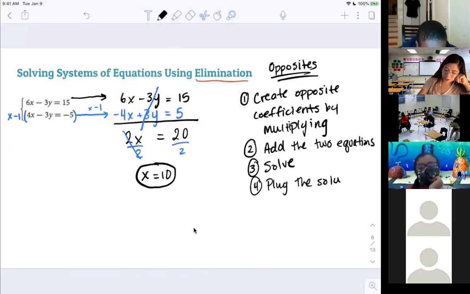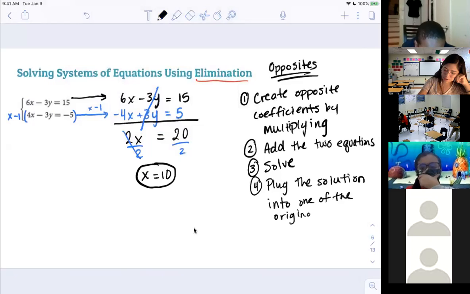Does it matter which equation? Does it matter which one I plug it into? No, it does not. So I'm going to plug it into one of the original equations. I could pick the top one, the bottom one, any of them. So let's see. Alejandro, which one should I do? The top equation or the bottom equation? Which of the two equations should I plug it into?